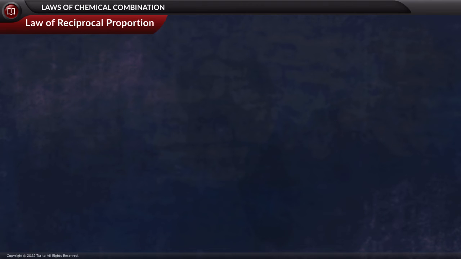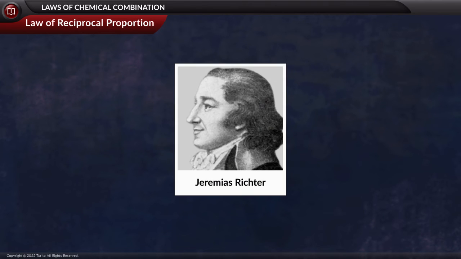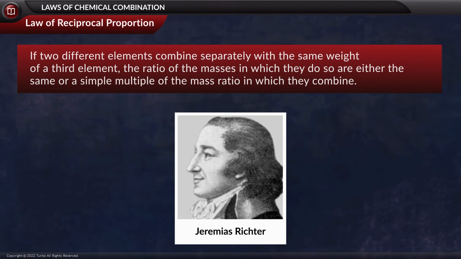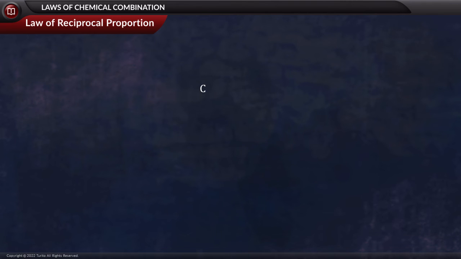Last is the law of reciprocal proportions, proposed by Jeremias Richter in 1792. It states that if two different elements combine separately with the same weight of a third element, the ratio of the masses in which they do so are either the same or a simple multiple of the mass ratio in which they combine. For example, C and H are taken.